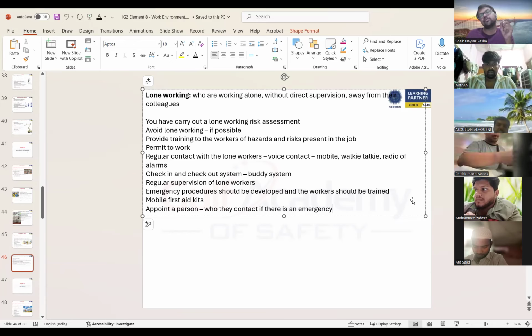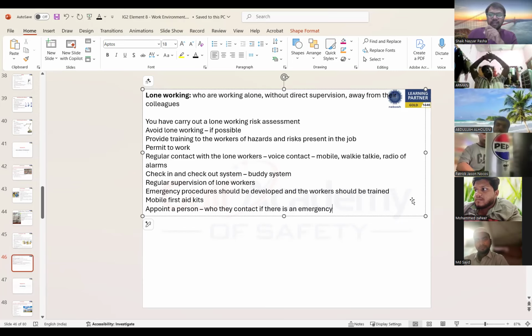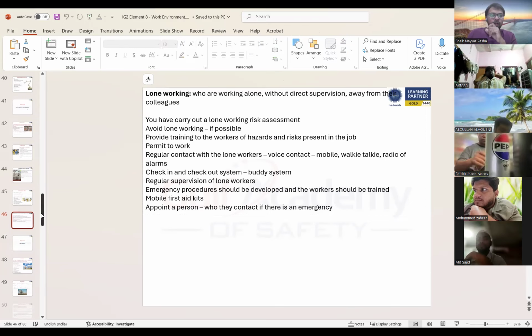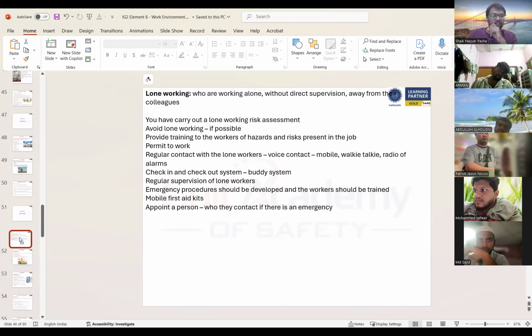If such situations arise, what procedure do you follow if work-related violence occurs? If you are traveling during work and an accident occurs, what procedure should be followed? If there is an injury, what procedure? If a fire accident, what procedure? All these things should be developed by the management, and the workers should be trained on how to act if there is an emergency in their workplace. Are we clear?